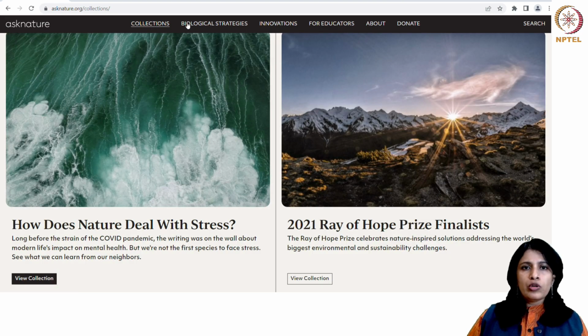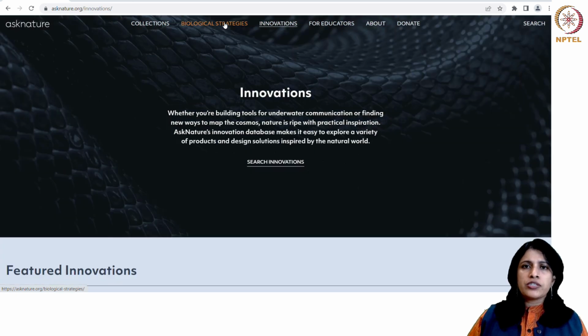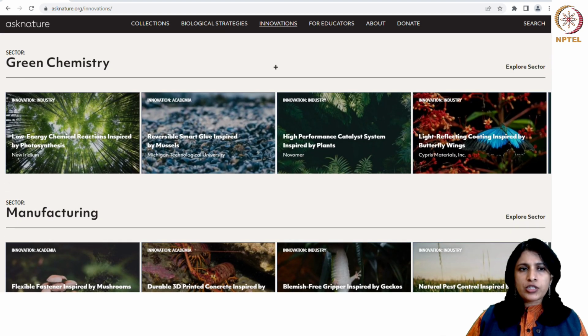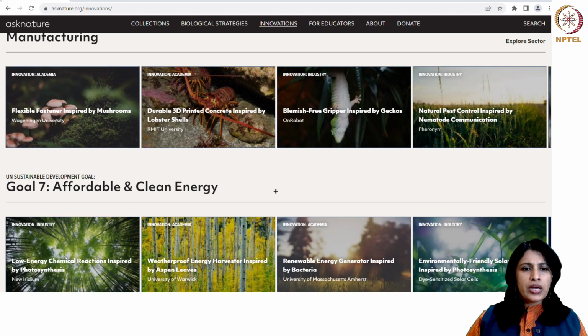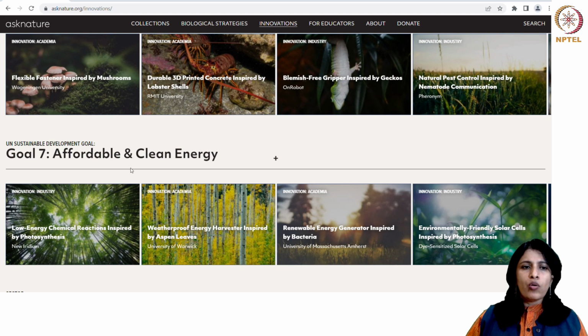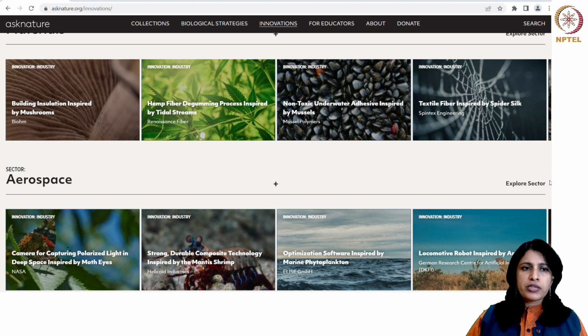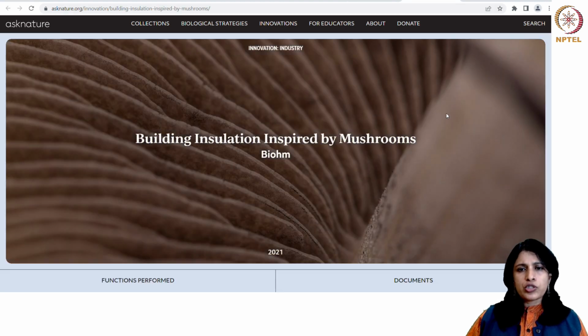You can also look at the innovations. When you looked at biological strategies, the related innovations were available to you right below with the links. But you could just go to the innovations tab and start looking at innovations. And these innovations are organized by sector. So you can look at green chemistry, manufacturing. There are UN SDG goal related innovations given to you, materials, aerospace. So you could just click on one of them and find out what the innovation is all about.